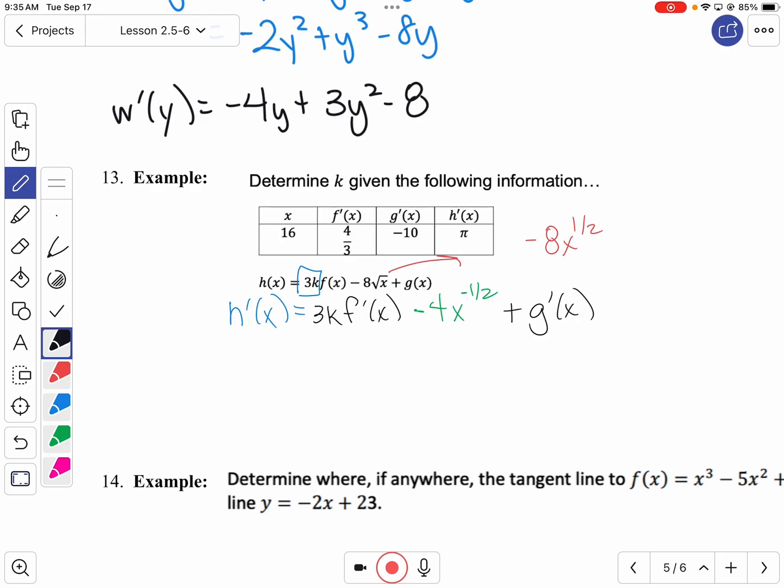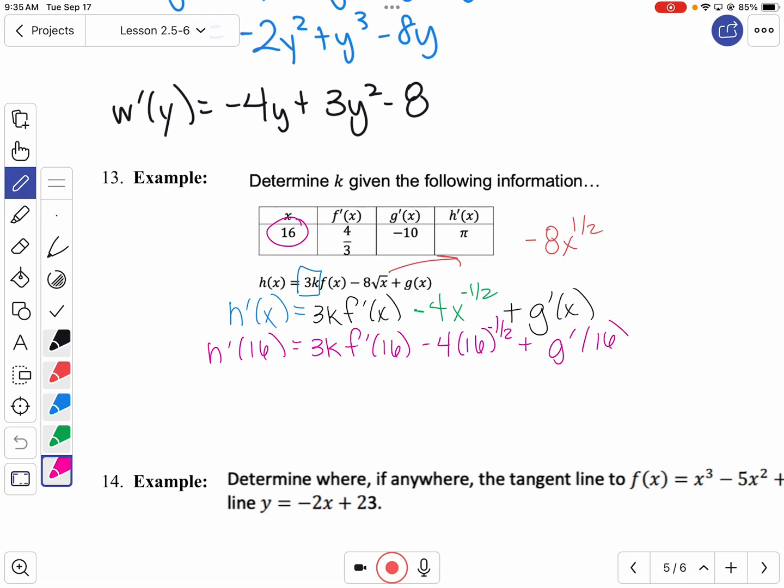Now what we want to do is to evaluate at those x values that we know. And I'm going to take this probably an extra step, all right, just so you can see what I'm doing. The x value I'm going to plug in is 16, everywhere I have an x. So I have h prime at 16 equals 3k times f prime at 16 minus 4 times 16 to the -1/2 plus g prime at 16. Right? So let me stop there. Okay? The x value we're considering is 16. The reason we know is because it's the only x value in the table.